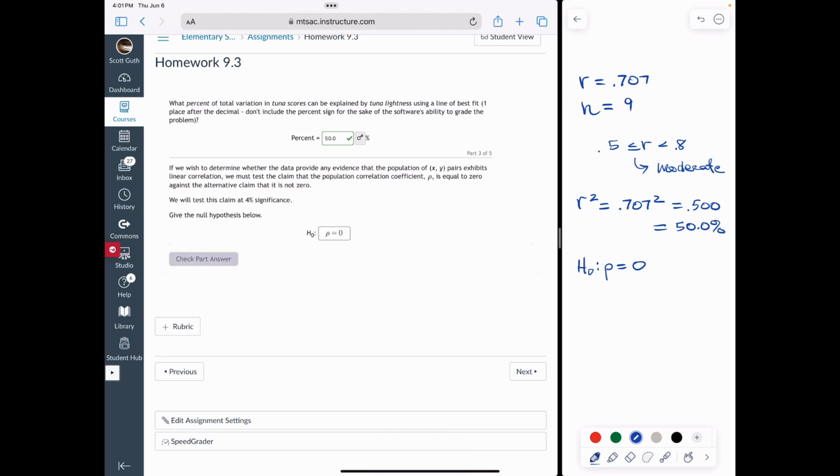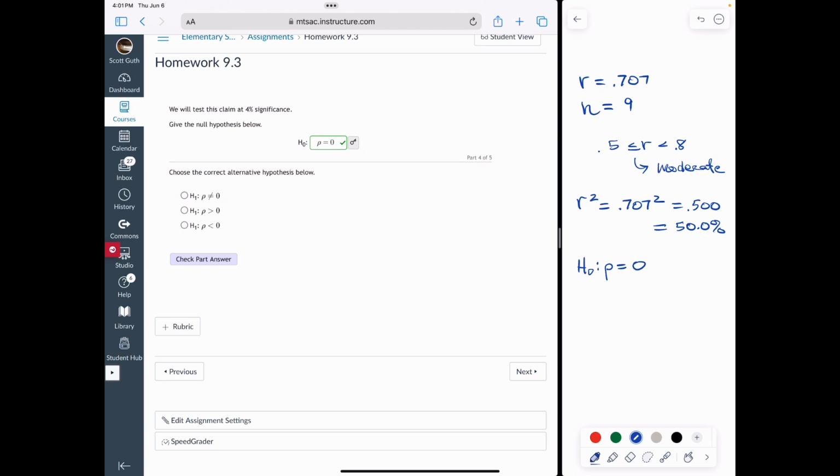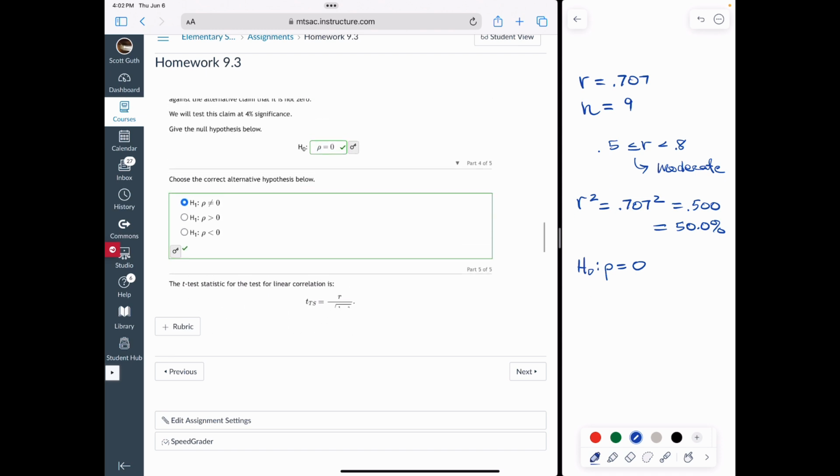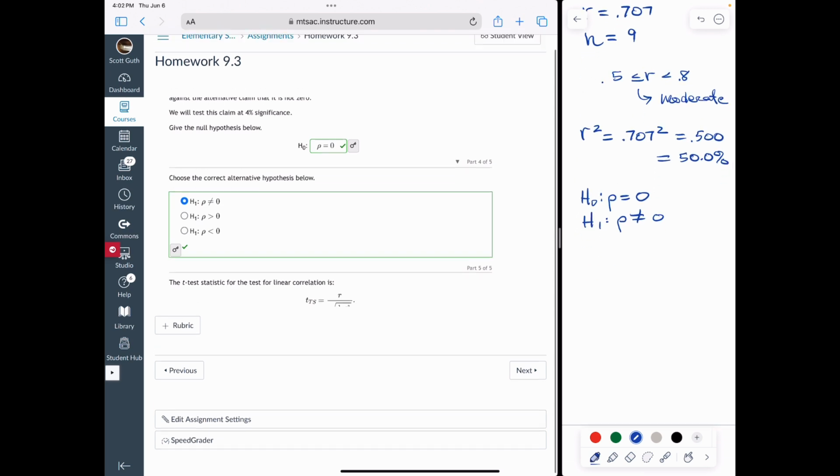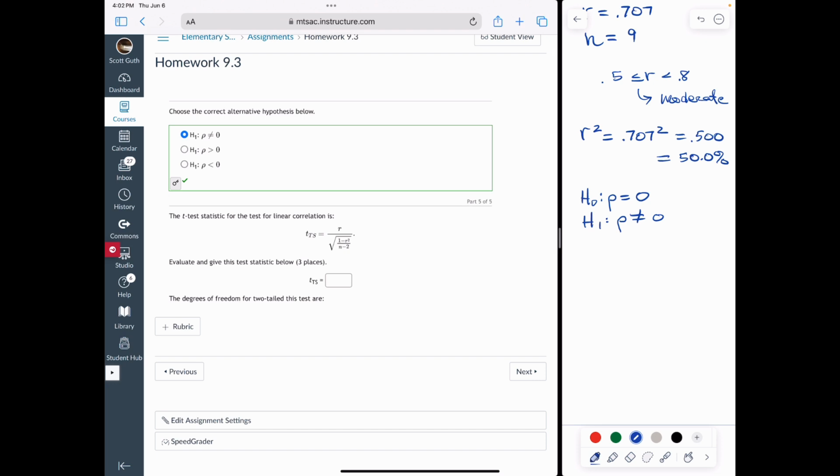Okay, and let's check that. And the alternative is just, these are always a two-tailed test, so rho not equals 0 is your alternative hypothesis here. Okay, so I'll put that down in the notes on the side. H1: rho is not 0. Rho is the Greek R, so R is the sample correlation coefficient. Rho is the population correlation coefficient. If rho is 0, then there's no correlation between your variables in the population.